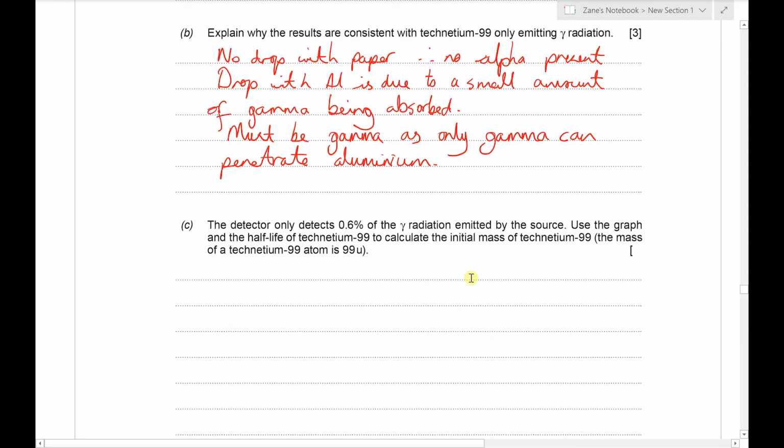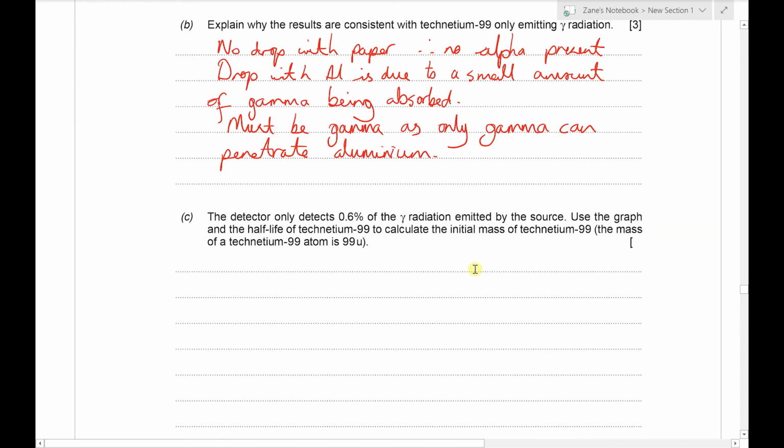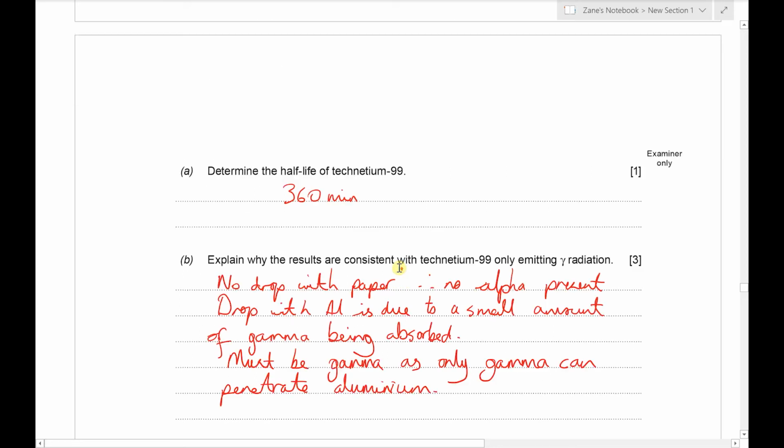For the next part of the question, the detector only detects 0.6% of the gamma radiation emitted by the source. That will be because the radiation from the source is probably travelling off in many directions, and only part of it is actually entering the detector, probably a Geiger-Müller tube. We're going to use the graph and the half-life of technetium-99m to calculate the initial mass of technetium-99m, given that the mass of a technetium-99m atom is 99 u.